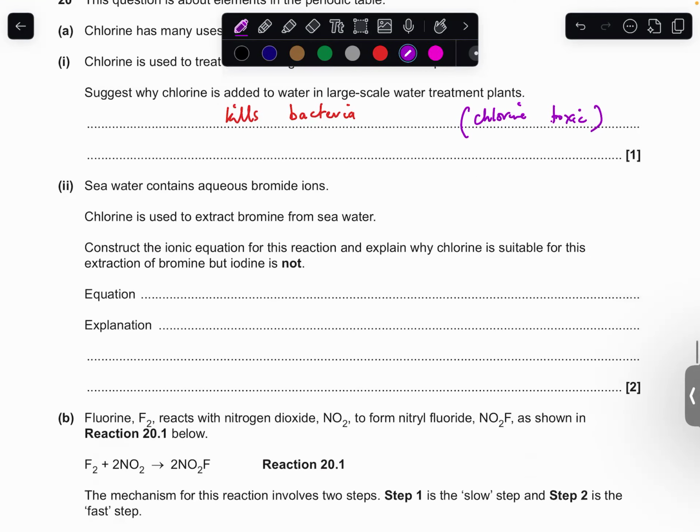It says seawater contains bromide ions. Chlorine is used to extract bromine from seawater. Construct the ionic equation for this reaction. Explain why chlorine is suitable for this extraction of bromine, but iodine is not. So first of all, when we react chlorine with seawater, which contains bromide ions, chlorine gains electrons to become chloride, and bromide loses electrons to become bromine.